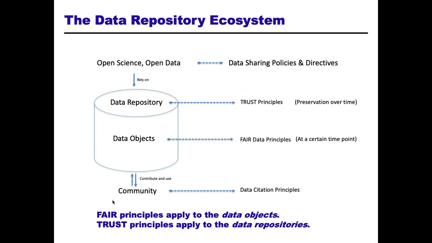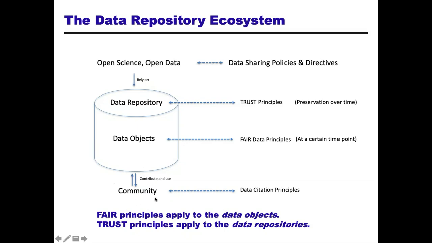So just to frame the scope of the things we're talking about, on the slide is the ecosystem that we can think about. People are all familiar with open science and open data, and that is the environment we want to have. The repositories are the enablers to make sure that data objects are well preserved and then FAIR as users request. Some data may not be FAIR because some legacy data is too expensive to make FAIR. But if a user wants it to be FAIR, then the repository has the responsibility to do that.